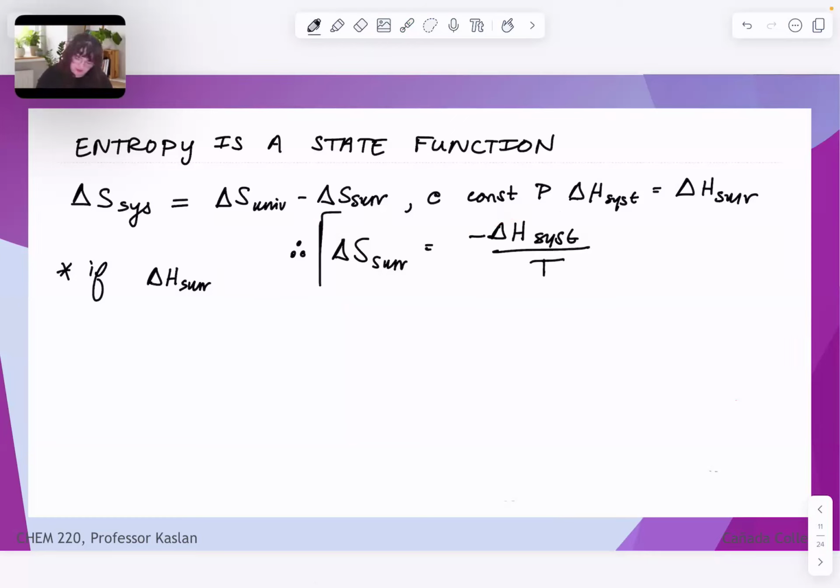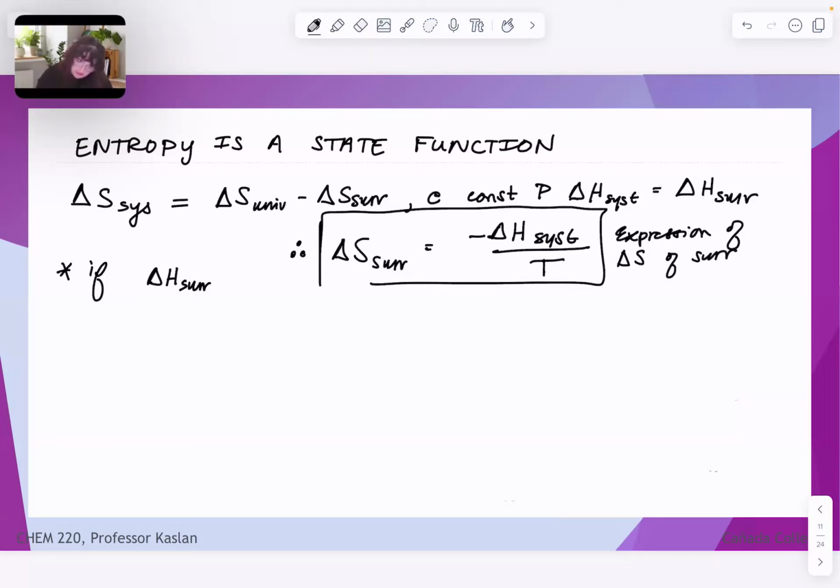So this is an expression of the change in entropy of the surroundings, because if the entropy of the surroundings is increased, then we are increasing the total entropy of the universe. So this is another way of expressing entropy, knowing that this is following the second law of thermodynamics, which states the entropy of the universe is always increasing.